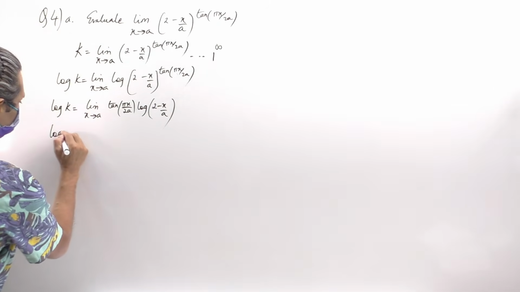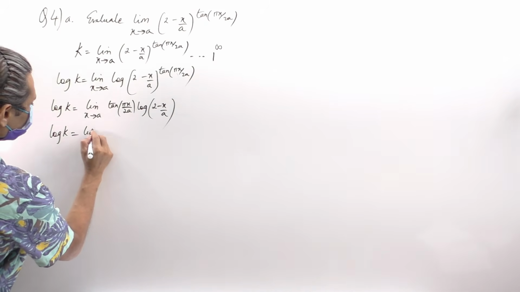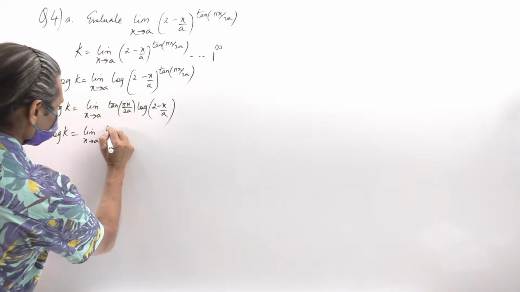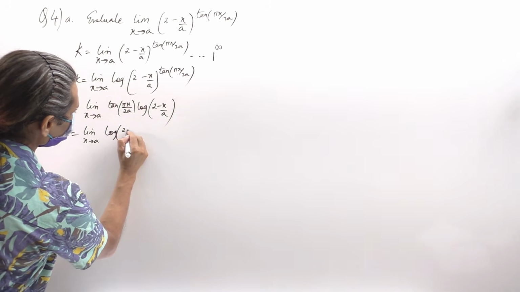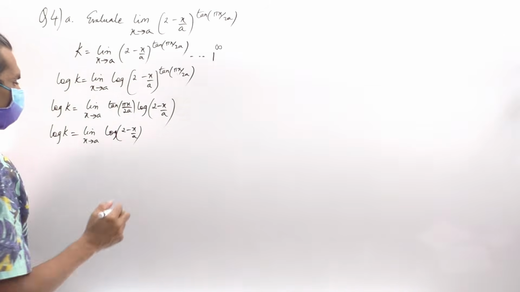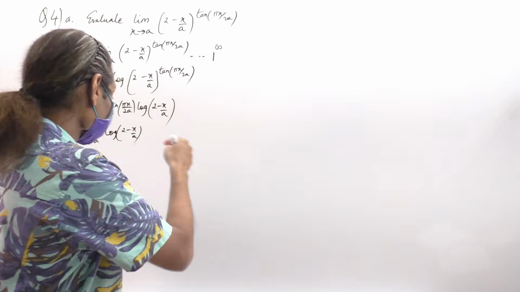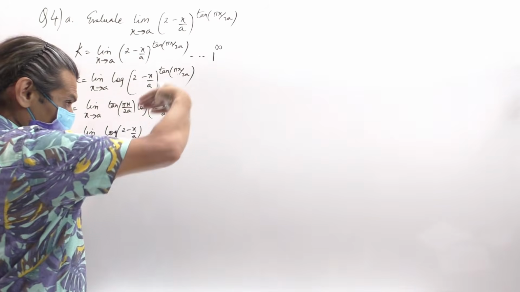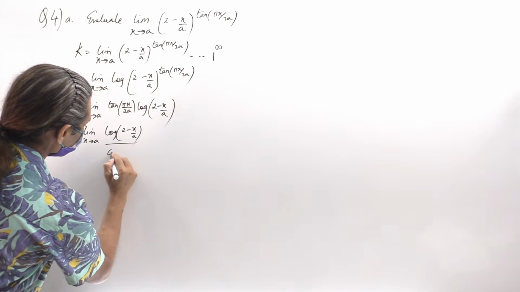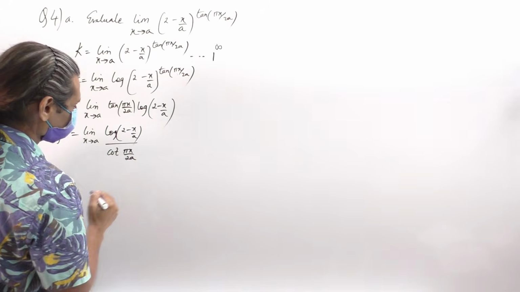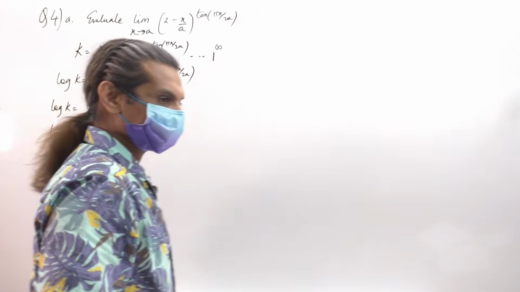So again, this we rewrite as log k is equal to limit as x tending to a. What I'll do is to make it a fraction, I'll keep this log of 2 minus x by a as it is. See, tan is 1 by cot because 1 by cot is tan. I can write this to make it a fraction, I can write tan as 1 upon cot of pi x by 2a.